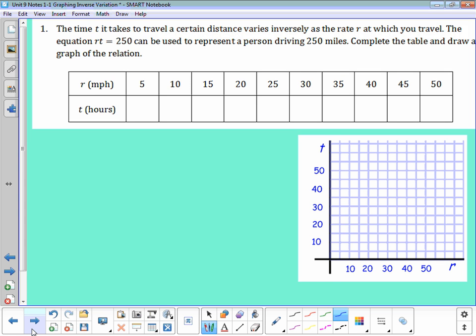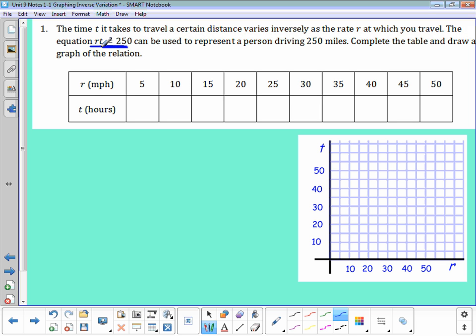For number 1, it says the time it takes to travel a certain distance varies inversely as the rate at which you travel. It makes sense: if we travel faster, we get there sooner. Less time traveling faster. They're inversely related. One is opposite of the other. The equation RT equals 250 can be used to represent a person driving 250 miles. Complete the table and draw a graph of the relation.